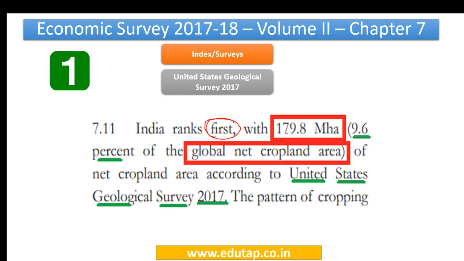So they have given information related to 179.8 million hectares. That is 9.6% of the global net cropland area that belongs to India, right? So here it is very important. Kindly memorize this.